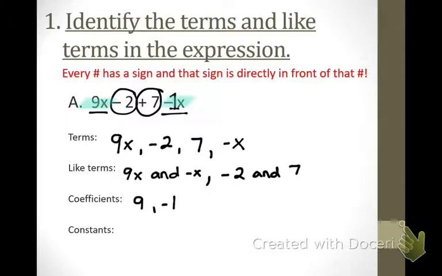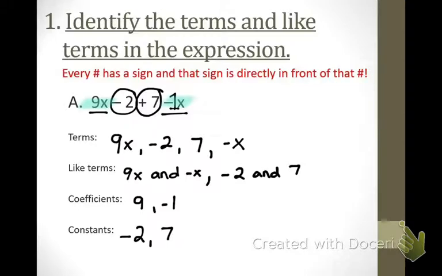Next up is a constant. Go up to the top and read to me the definition of a constant. A number that stands alone. A number that stands alone. Hayden, what are my numbers that stand alone in problem A? +7. Very good. -2 and +7. So that is identifying those different things that we have.